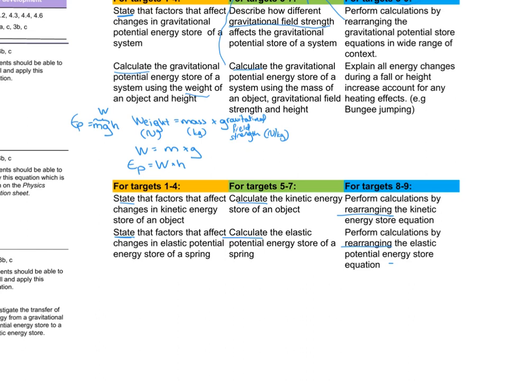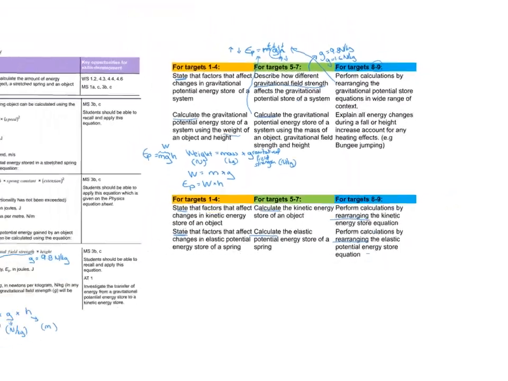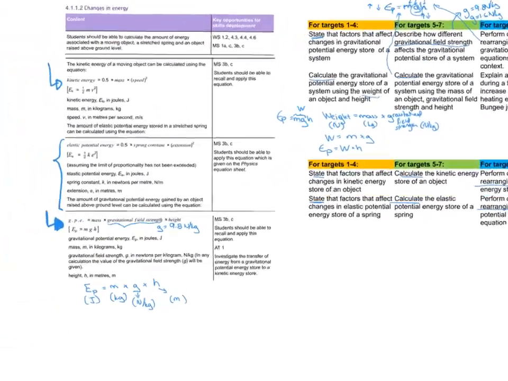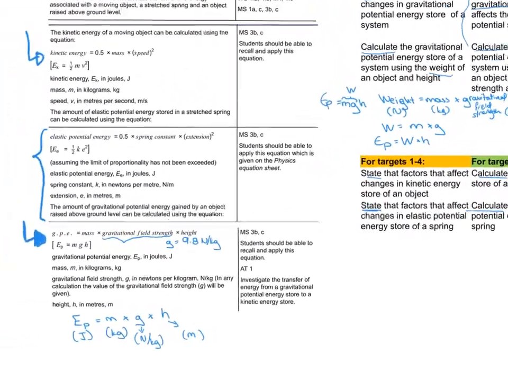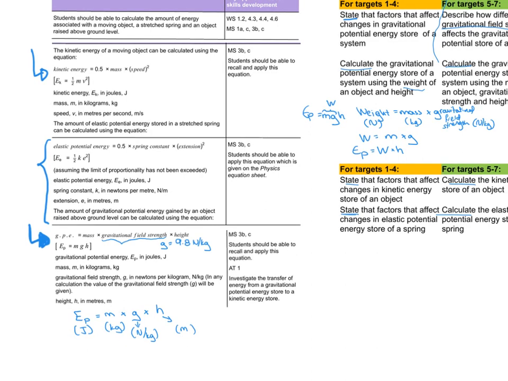A lot of this involves substitution, rearranging, equating equations together that depend on the question's content, and I will show you at the end of this part. So what factors affect kinetic energy and elastic potential energy, and how can we calculate them?